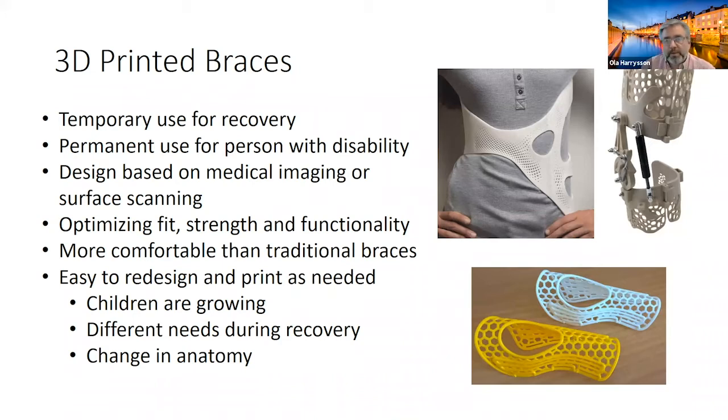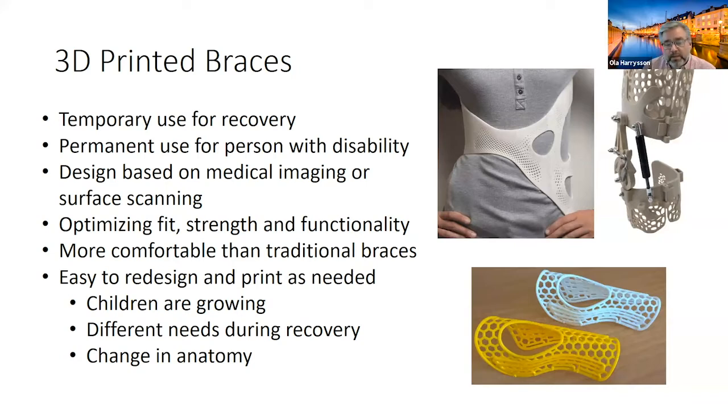So with this, we can optimize the fit, but we can also optimize the strength. In these cases, it is very easy to change the thickness, for instance, so you make it stronger and stiffer in certain areas, and you make it softer and more flexible in other areas. And you can get different functionalities. In many cases, these are more comfortable than traditional braces. What is very popular is to make these into a mesh type of structure, so it'll breathe, and you won't get as sweaty with these as you would with traditional braces that are completely covered.